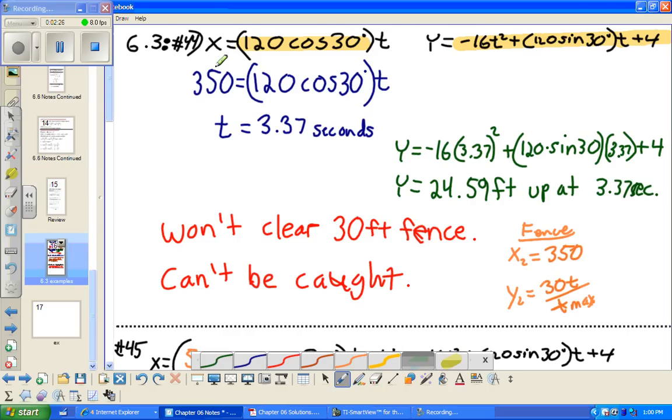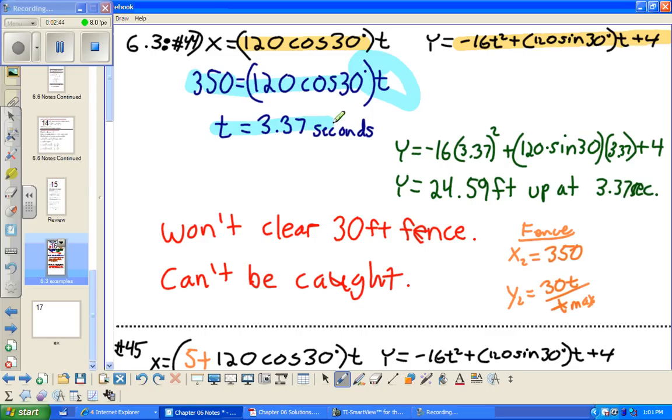Well, I want to know if I plug in 350 for x, I will know the time it takes, that's your t value, the time it takes to reach that fence, if it does reach it. So if I solve for t, in that simple equation, I get 3.37 seconds. Now if I plug that 3.37 seconds in for t in the y equation, I will know how high the ball is when it reaches the fence.